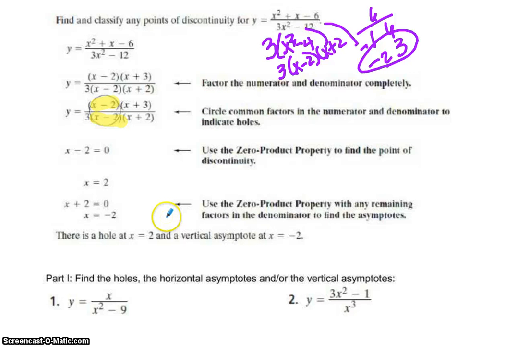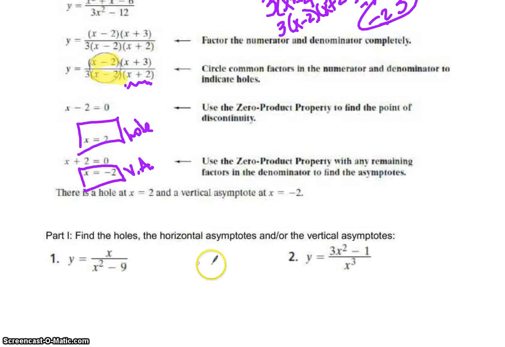We have an x minus 2 in the top and in the bottom. They're going to cancel, which means you have a hole. So you take what's canceling, x minus 2, you set it equal to 0, you solve, and you get x equal 2. This means there is a hole at x equal 2. Then you go back and look just at your denominator, and we have the x plus 2. It's going to cause a vertical asymptote. So you set that equal to 0, and we have x equal negative 2. So you have a hole at x equal 2 and a vertical asymptote at x equal negative 2.